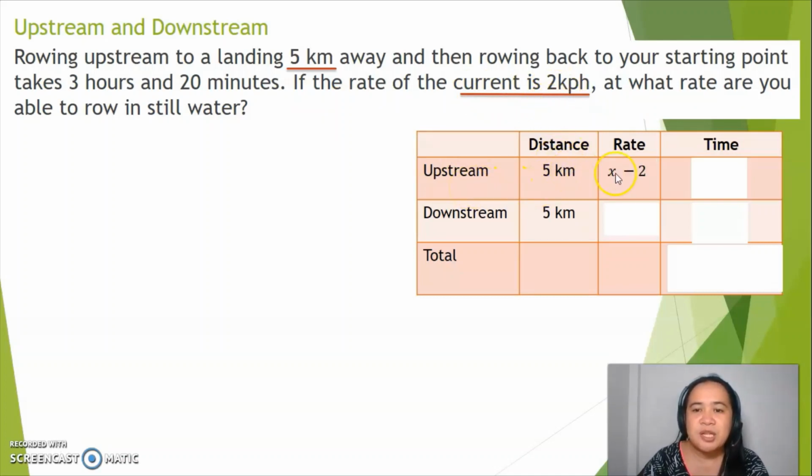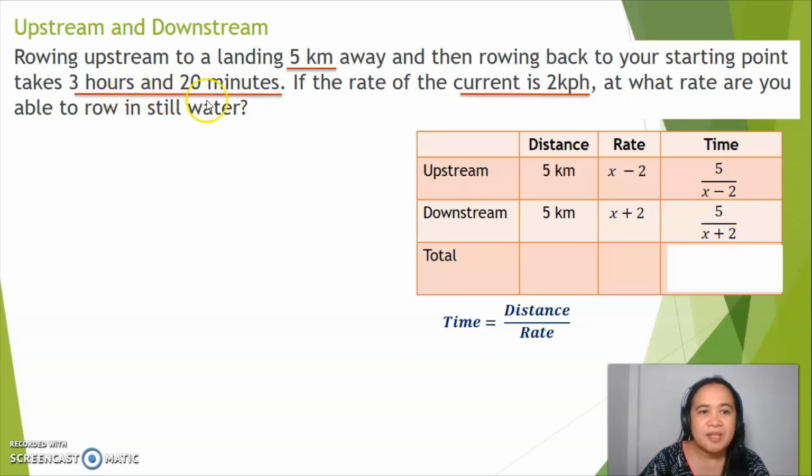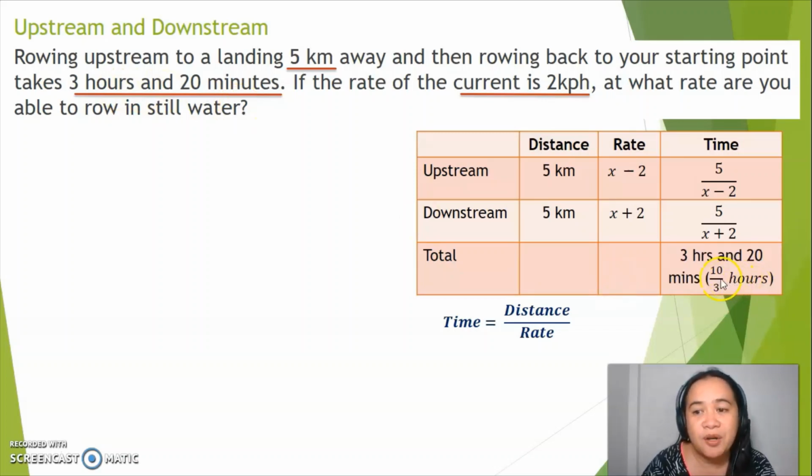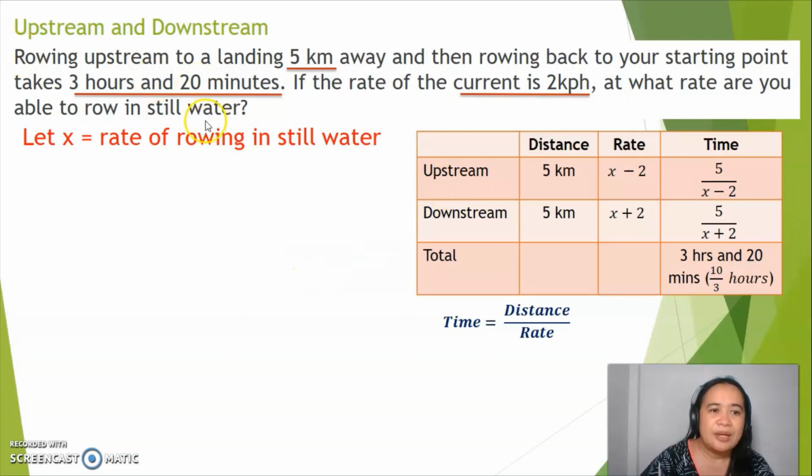So therefore, upstream, meaning you're against the current, your speed would be lessened by 2 kph, or x minus 2. While downstream would be x plus 2. If you are with the current, your speed is increased by 2 kph. Take note, time is distance over rate. So with this, the time for upstream would be 5 over x minus 2, and downstream would be 5 over x plus 2. And take note, the total time is 3 hours and 20 minutes, or that's 10 over 3 hours. Now, let x be the rate of rowing in still water.